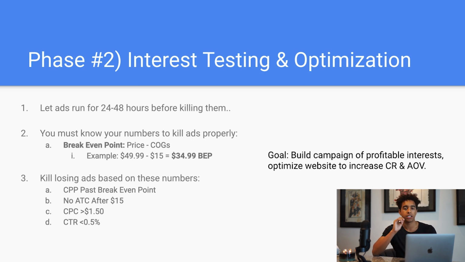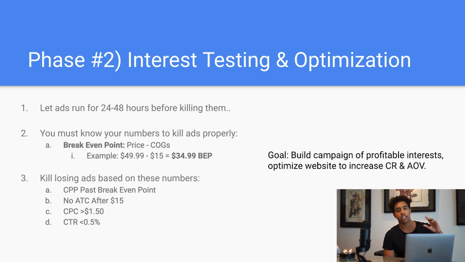And to kill those ad sets, to make that decision to shut them off, you need to know your numbers. One of the most important numbers to figure out is your break-even point. So what is the max amount that you can spend on ads to get a purchase without losing money? In this case right here, we'll say we're selling the product for $49.99. It costs us $15 to fulfill, so that's $34.99. That's our break-even point. So that means that we can spend up to $34 on that Facebook ad set without losing money. But after we get over that threshold, we're actually losing money on every dollar we spend, okay?